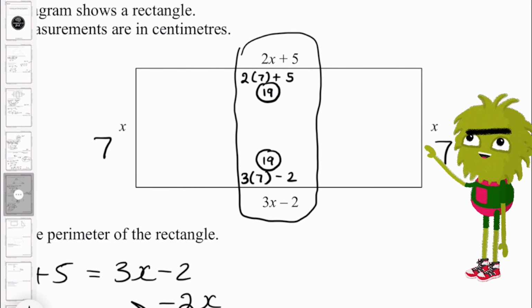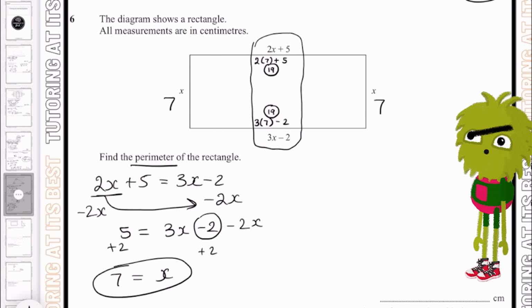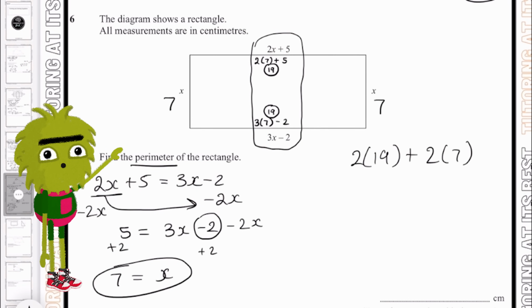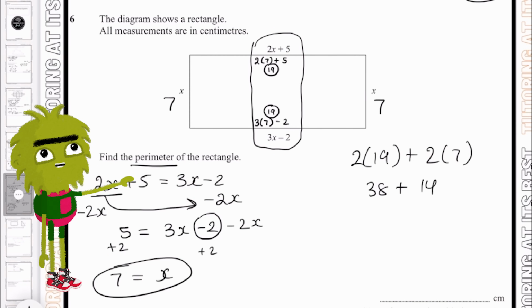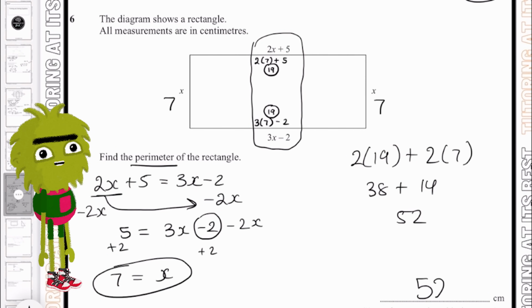Now we have all of the values of the 4 sides. We can simply go ahead and calculate the perimeter by adding everything up. So we can simply have 2 multiplied by 19 plus 2 multiplied by 7. So that's 38 plus 14 gives us 52. So the total perimeter of this rectangle is 52 centimeters.